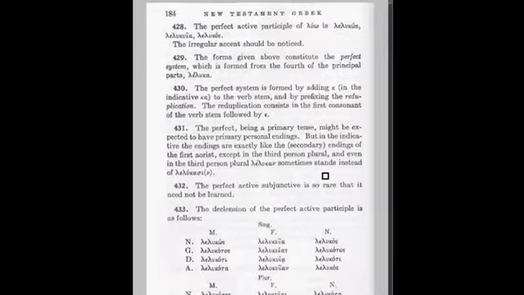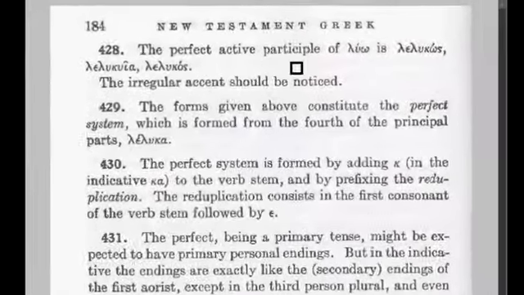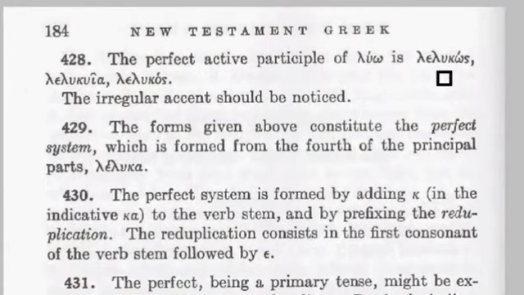All right, turning our attention now to page 184, Machen notes for us the perfect active participle of luo is lelukos, lelukia, lelukos. We'll look at these in detail down at the bottom of the page, but he's simply providing it here so he can complete his description of the perfect active. So he also concludes this then in 429 by saying these forms constitute the perfect system, which is the fourth of the principal parts, and it's based on leluka.